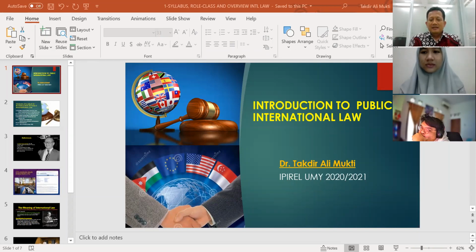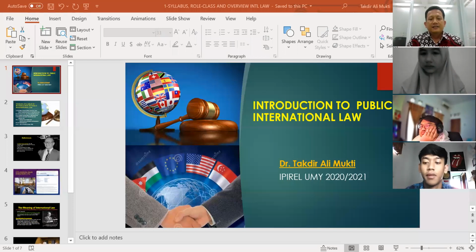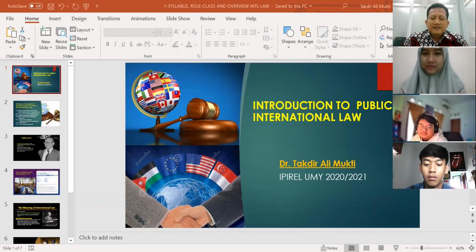What is the difference between private law in national and private law in international? The difference is about the subject. Because in national law, the subjects come from one nation. But in private international law, they are absolutely cross-border in nationality. So the difference is just the subject and the area of the law itself. But be careful about public international law, because it is very different.